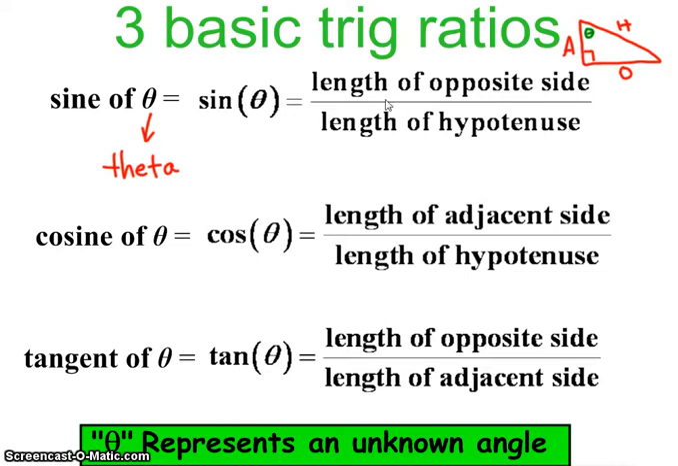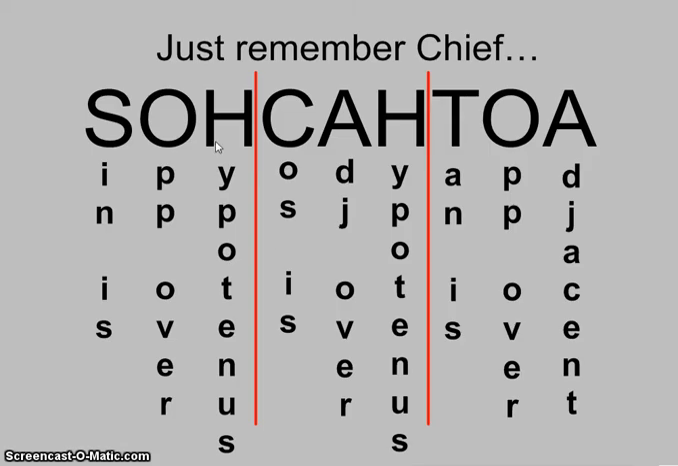Now, with these 3 sides, we can make 3 different fractions or ratios. Sine will be the opposite over the hypotenuse, cosine is adjacent over hypotenuse, and tangent is opposite over adjacent. It's important that we remember these, so I have a couple of different acronyms to show you. First off, you have Chief SOHCAHTOA. Sine is opposite over hypotenuse, cosine is adjacent over hypotenuse, and tangent is opposite over adjacent.